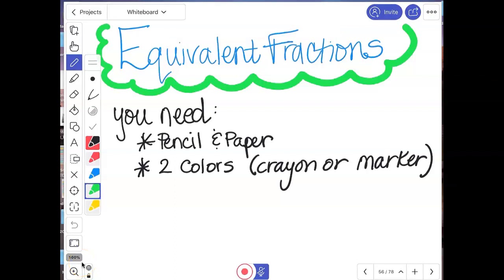Hi there, fourth graders. This week we're talking about equivalent fractions, and we're going to learn a couple different ways you can use to find equivalent fractions or to determine if two fractions are equivalent to one another.